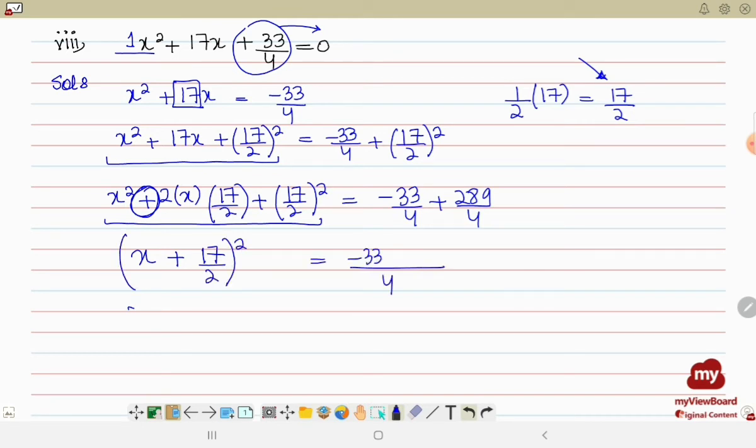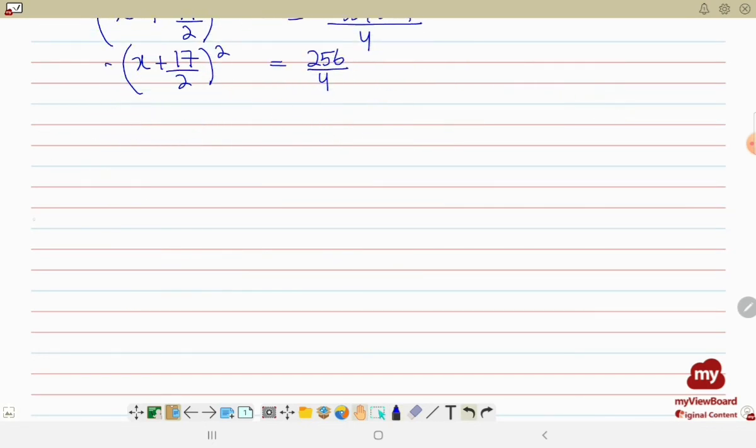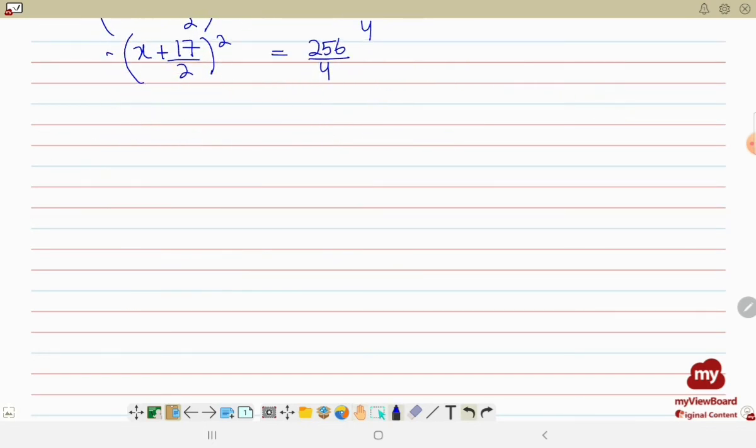Let's make them a single fraction. So it will be x plus 17 by 2 whole square, and on the right hand side it will become 256 by 4. So we have to remove the square, so we'll take the radical sign. That means we have to take the square root on both sides, 256 by 4, and then the square will get cancelled by the radical sign.